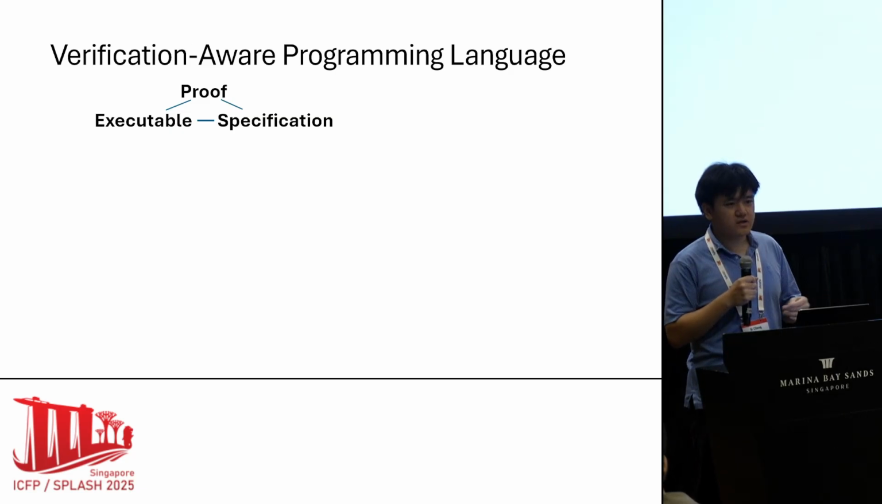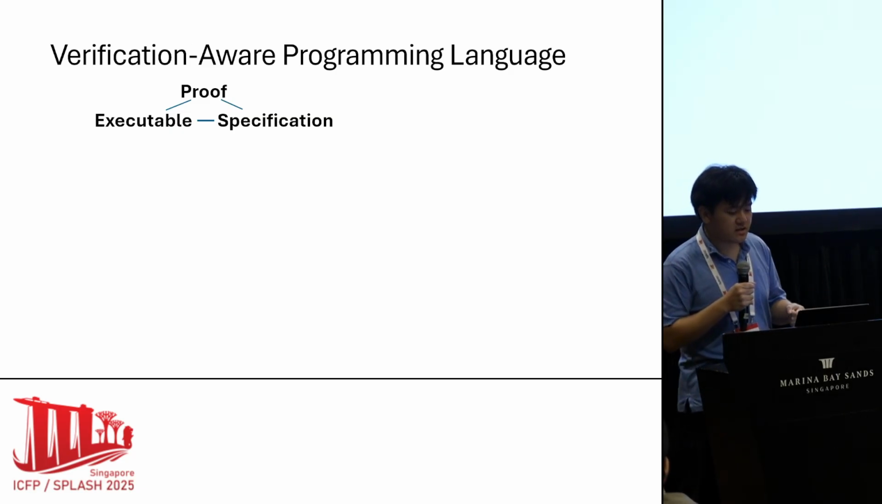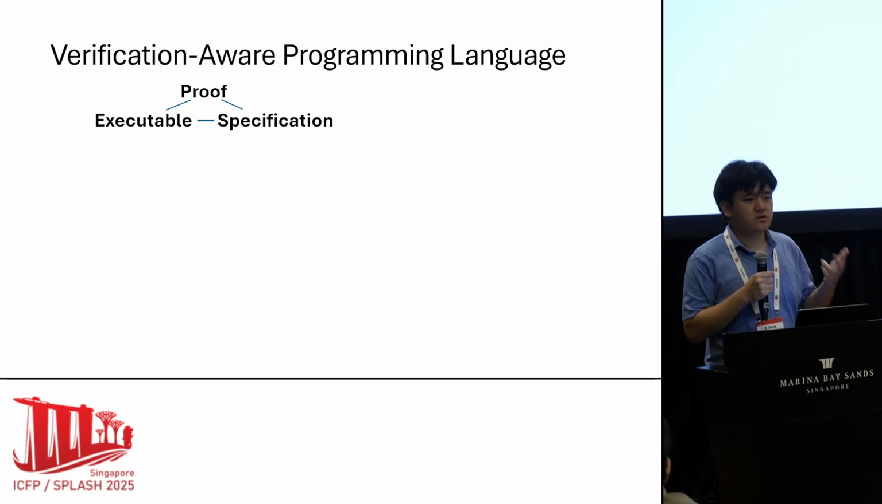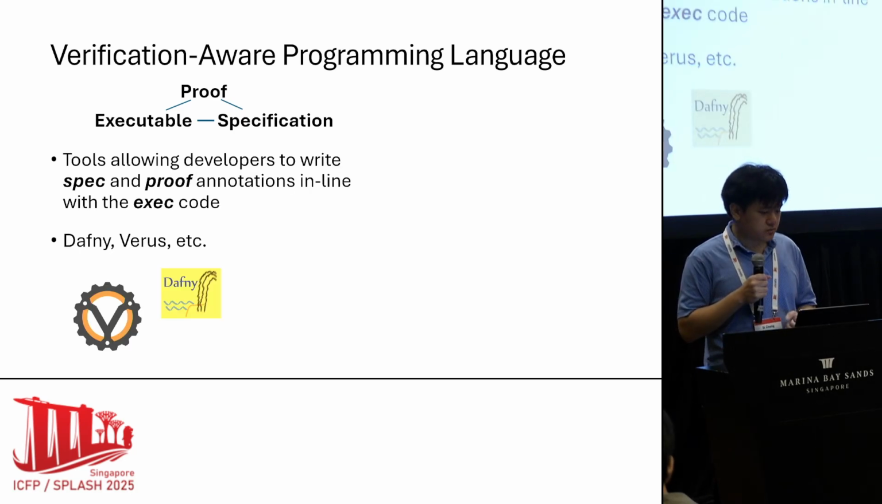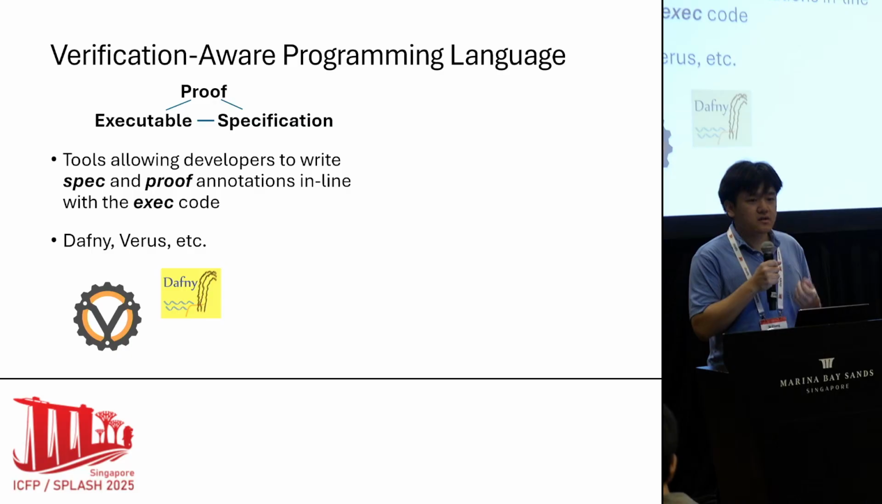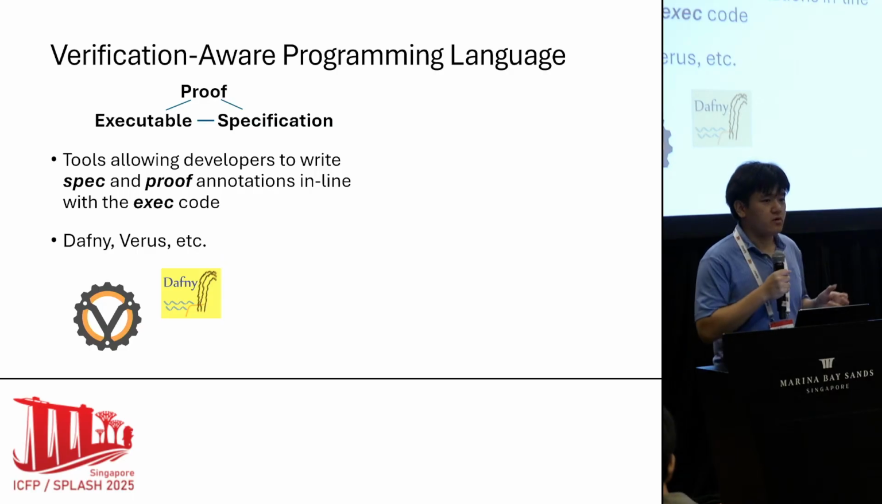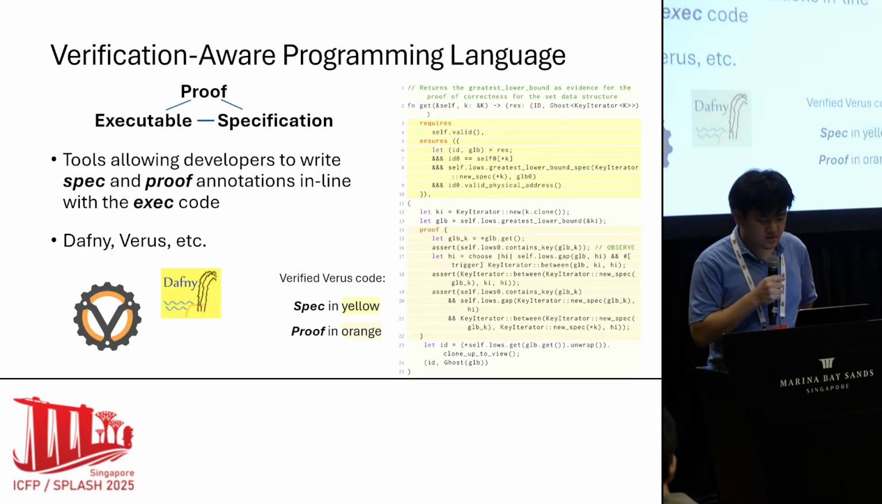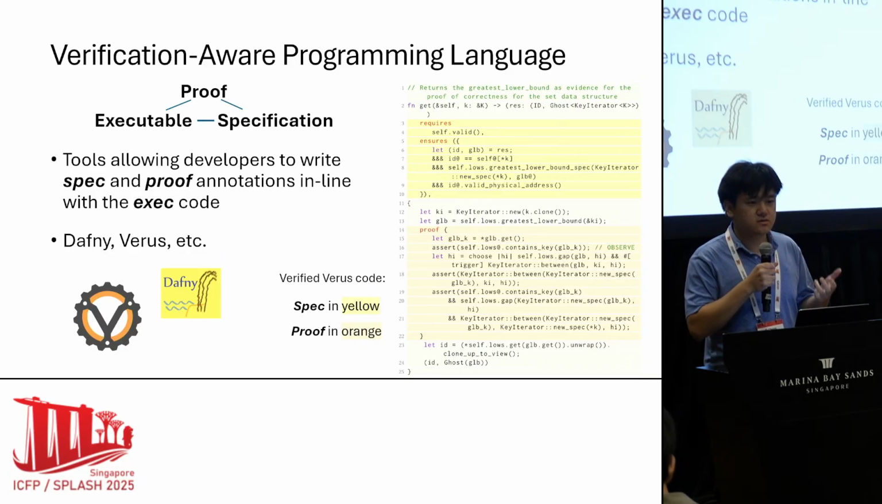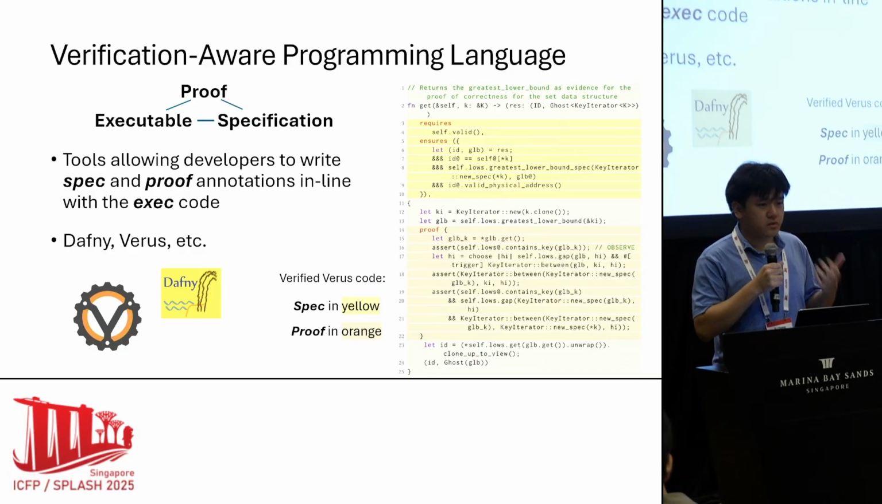To achieve verification, there is the cost of completing not only the implementation, but you also need to write the formal specification and complete the proof process that connects everything together. In modern verification tools like Dafny and Verus, they allow programmers to write the spec and the proof code inline with the executable code. On the right-hand side, it's an example of a verified Verus program. Verus is a verification extension based on the Rust programming language.